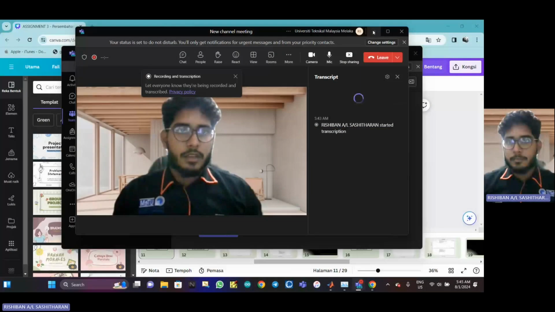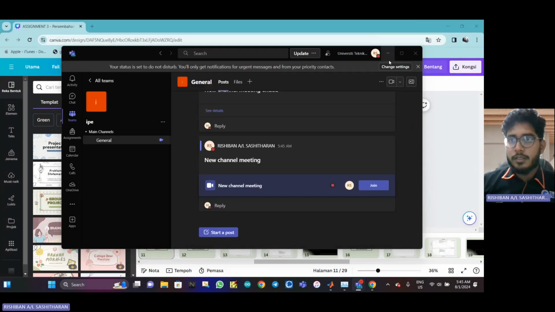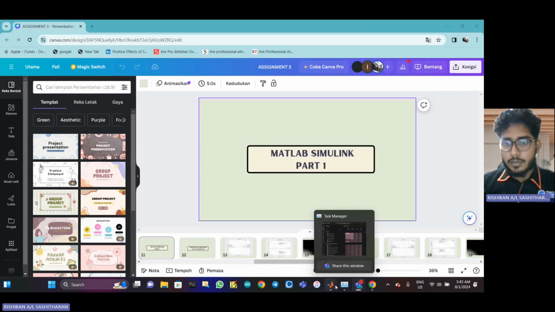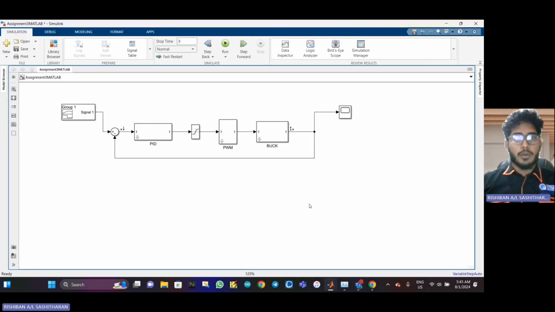Okay, so I will explain about the MATLAB simulation. So we have two parts. One is about the block diagram for CCM power supply, and the second part is about buck converter with feedback controller. So this is the first part. Why we're doing this is, in this PID controller block here, we put in the initial Ki and Kp gain values.